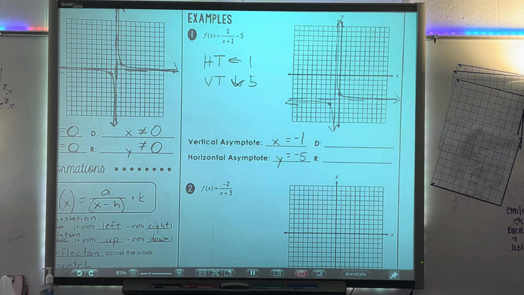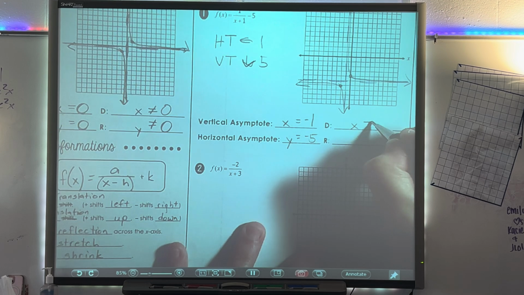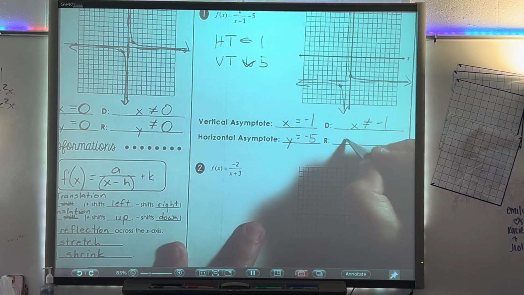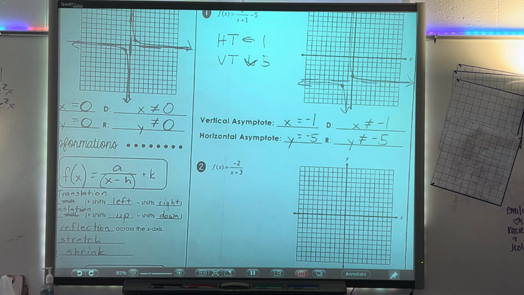Everybody okay there? So what would I say about my domain? X is not -1 and y is not -5. Everybody okay there? All right, sounds pretty straightforward.